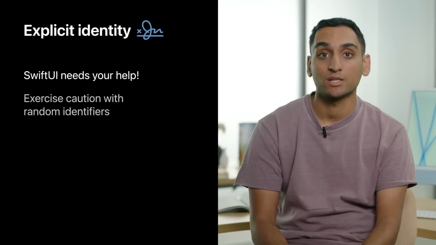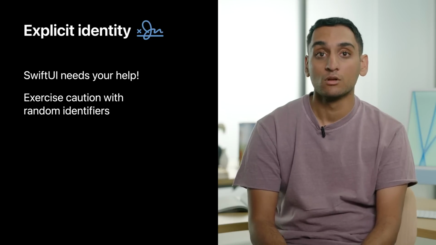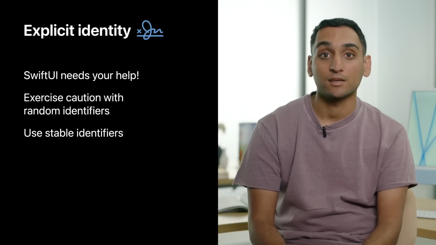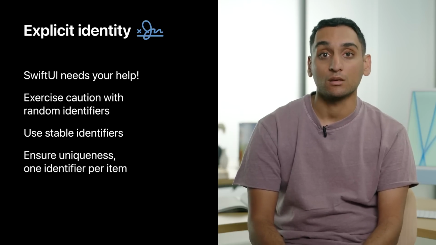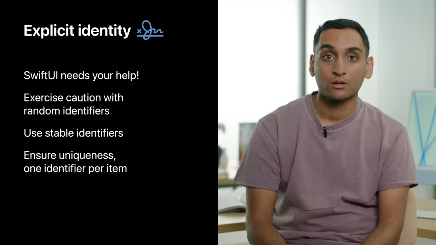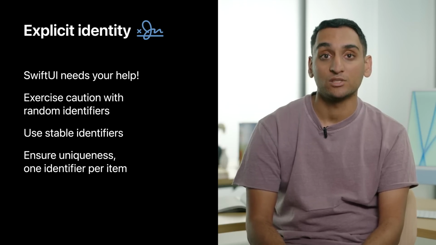When SwiftUI needs an identifier, it needs your help. Please be careful when using random identifiers, especially in computed properties. In general, you want all of your identifiers to be stable. An identifier shouldn't change over time. A new identifier represents a new item with a new lifetime. And lastly, identifiers need to be unique. Multiple views can't share an identifier. SwiftUI relies on these properties to make your app run smoothly and bug-free.